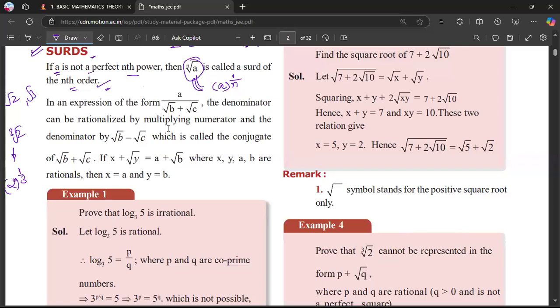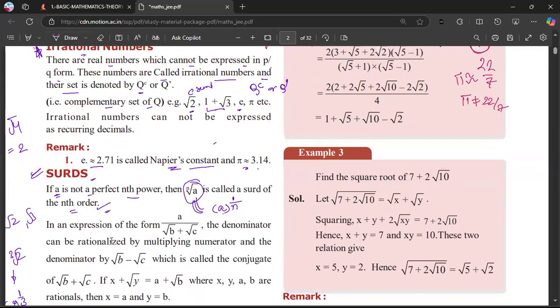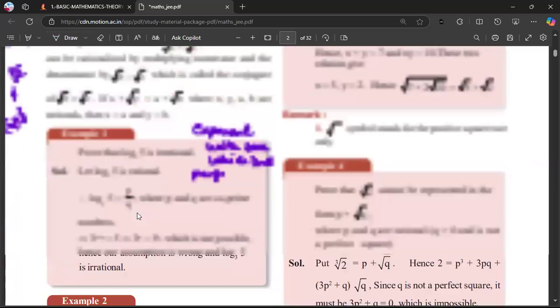Sir, any other example for surds? Any other examples for surds? The example is just this only, like there is an exponent with a base which is not a perfect nth power. Let me make you understand with another example. Let's consider a scenario which defines the current definition of surds.